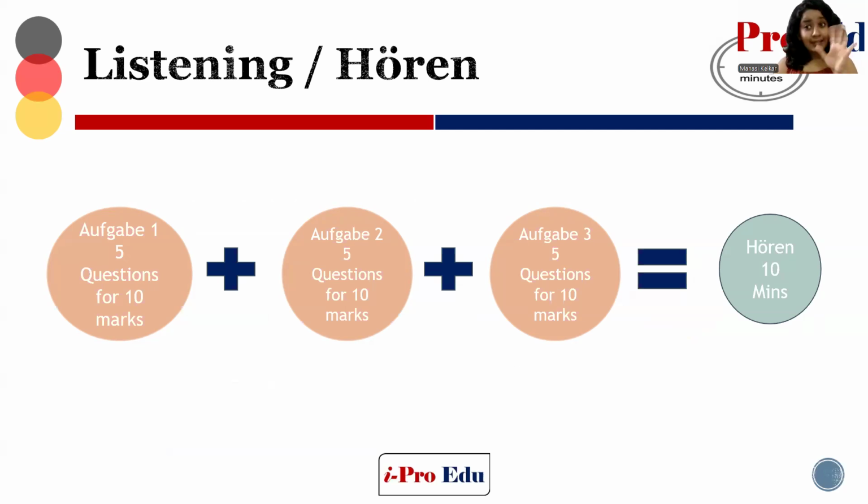If you see Lesen, Hören also has 3 Aufgaben. Can you see? Aufgabe 1 has 5 questions for 10 marks. Aufgabe 2, which is task 2, has 5 questions again for 10 marks. And Aufgabe 3 has again 5 questions for 10 marks. So that makes in total 30 marks for the whole Hören. Now let's go through all the Aufgaben, all the tasks in detail.